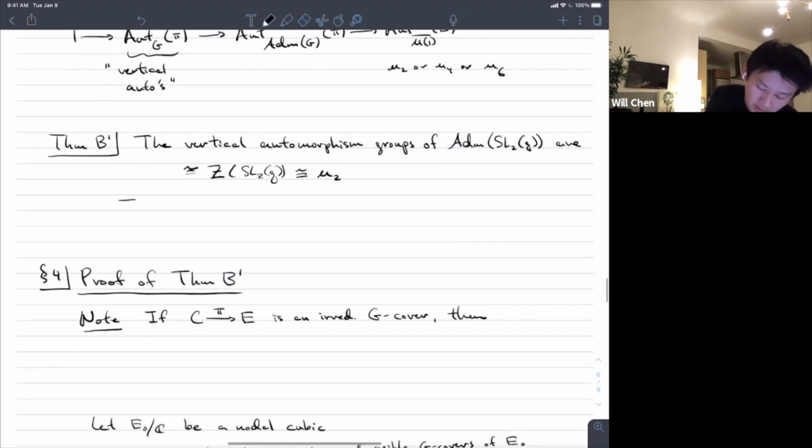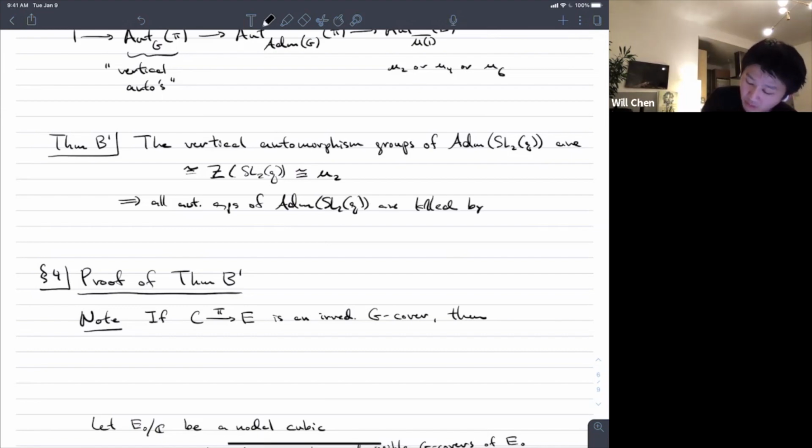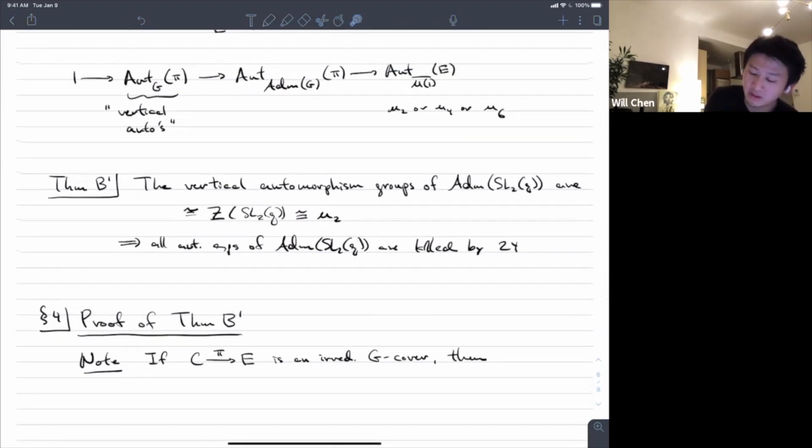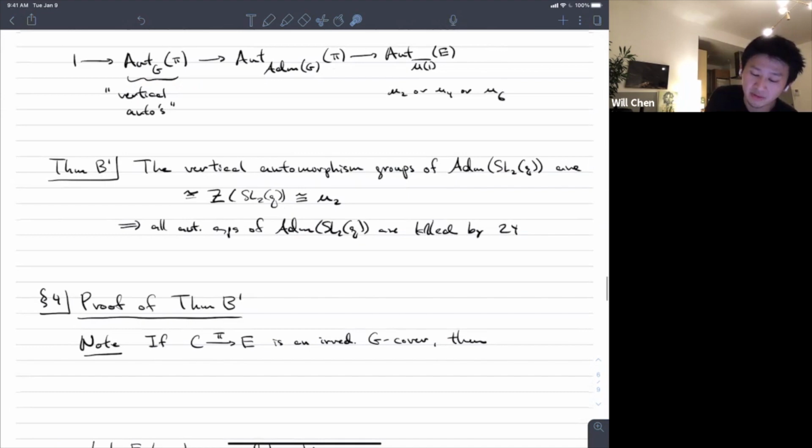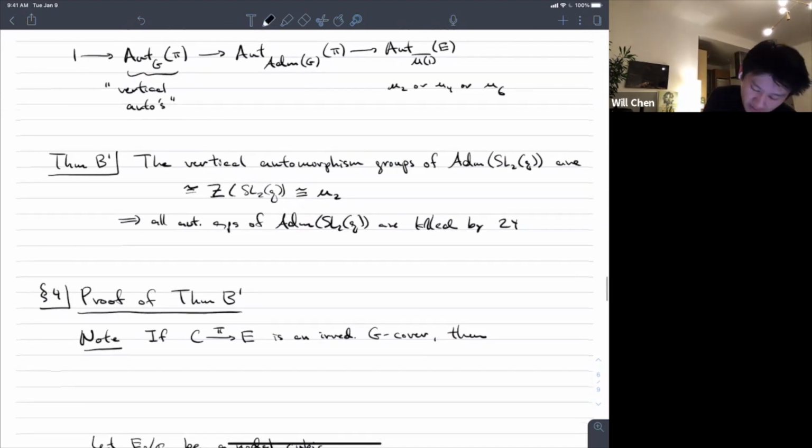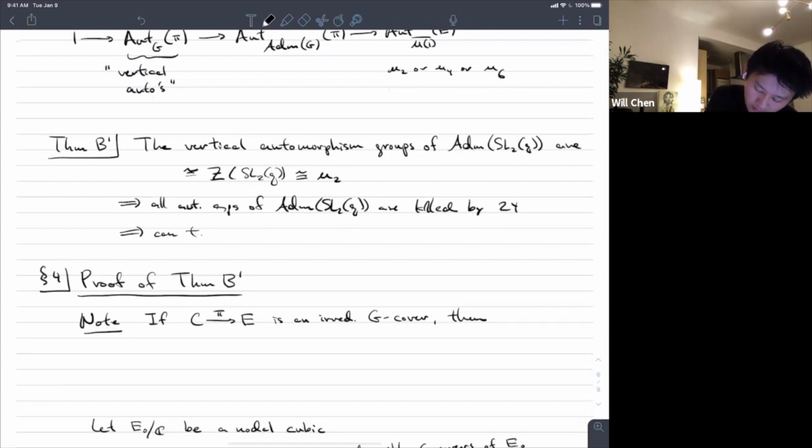And so this implies that, let's put it this way, all Aut groups of SL2(F_Q) are killed by 24, right? You need 12 to kill all the automorphism groups down here of the elliptic curve, and then you need possibly another μ2, another 2, to kill the vertical automorphism groups, because now we know that they're isomorphic to μ2. And so this implies that you can take M equal to 24, which is okay, because P is at least 5, we're good.